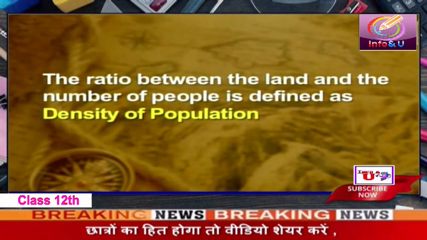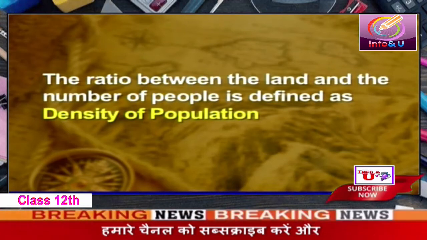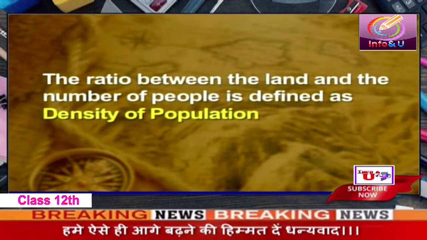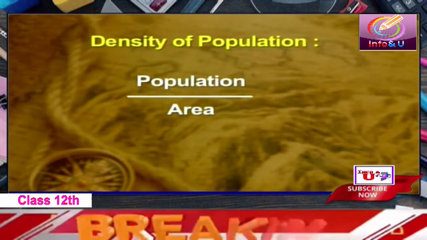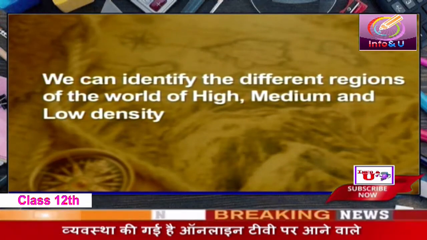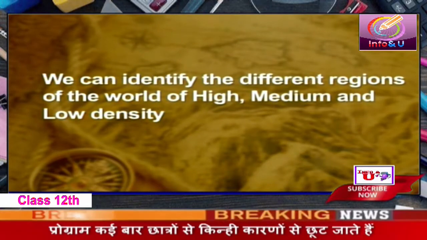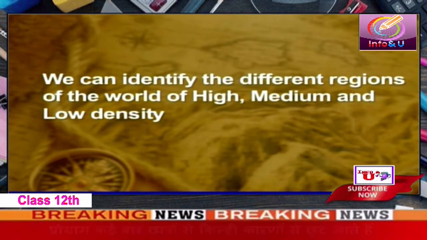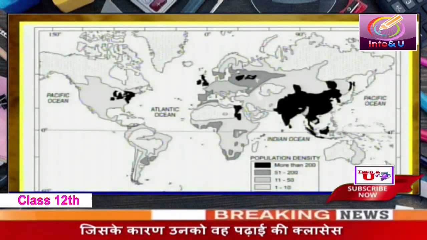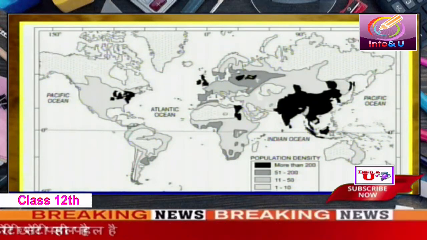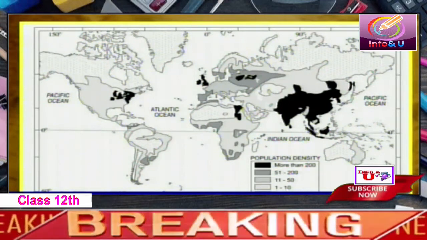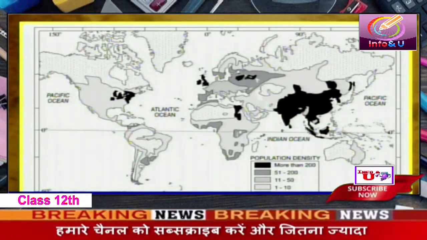The ratio between the land and the number of people is defined as density of population. So density of population is defined as the number of people living per square kilometer. It is population upon area. We can identify the different regions of the world of high, medium, and low density on a world map. The given thematic map reveals 5 major densely populated regions of the world. Can we recognize these regions on this world map?